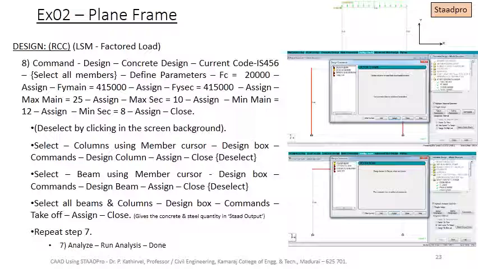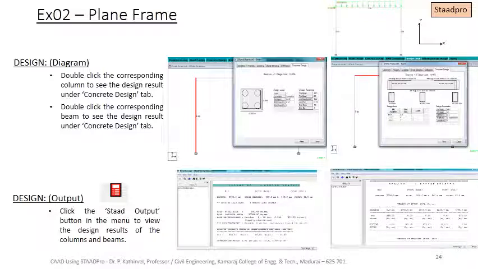Now select all the beams and columns, go to the design box, click commands button, take off, assign and close. This gives the concrete and steel quantity of the beams and columns in the STAAD output. Now repeat step 7, click analyze menu, run analysis, done. Here it is assumed that the loads entered in the frame previously are factored loads, which is required for limit state method of design. To view the design results, double click the members to see the design result.